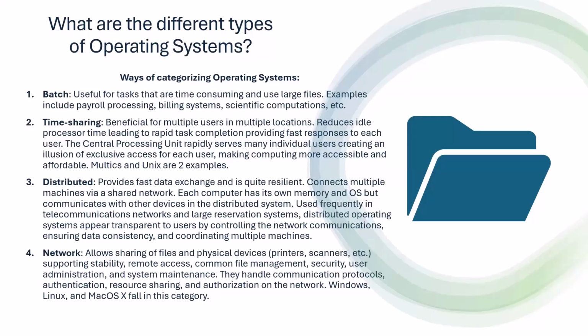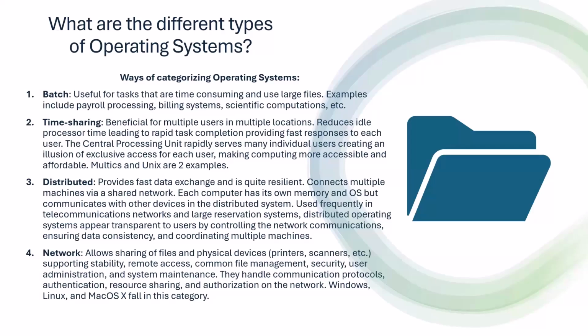Time sharing. It's beneficial for multiple users in multiple locations. It reduces the idle time on the processor and allows for fast responses to each user. We all remember the old distributed processing systems where you had the giant computer in the basement and everybody had a dumb terminal sitting on their desk. So in this case, that CPU was serving many individual users, creating an illusion that you each were having direct access and you were the only ones on the system. Multics and Unix are two examples of a time-sharing system.